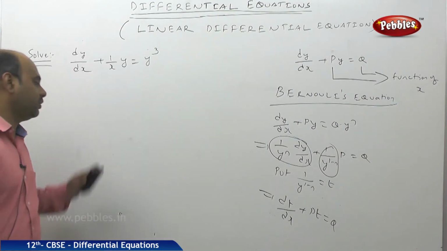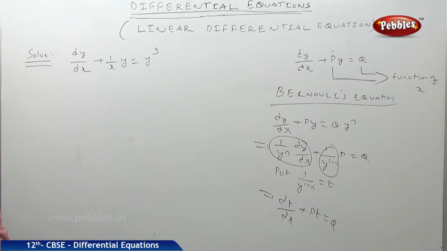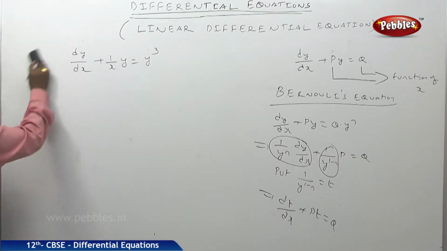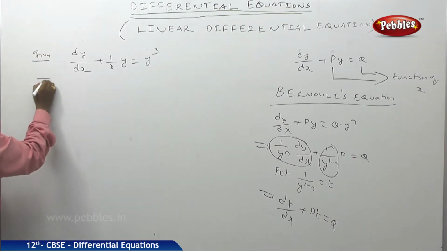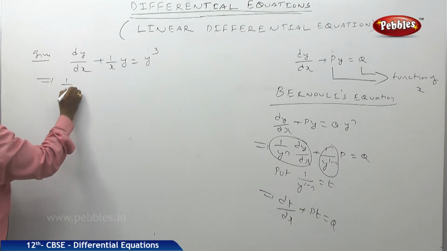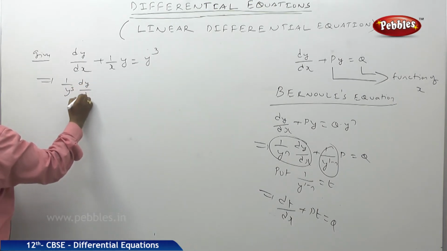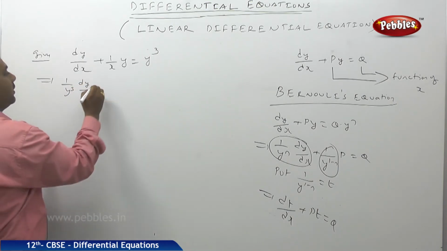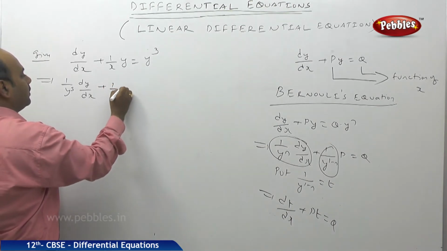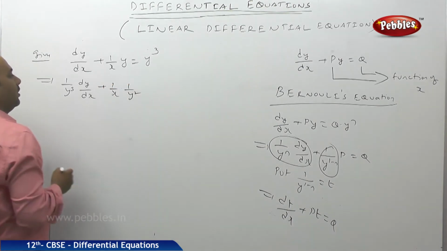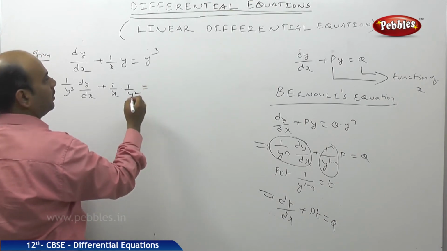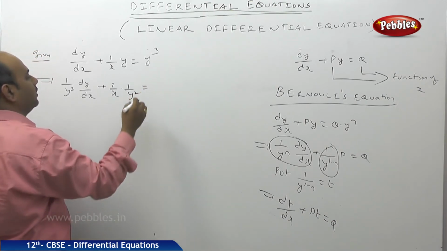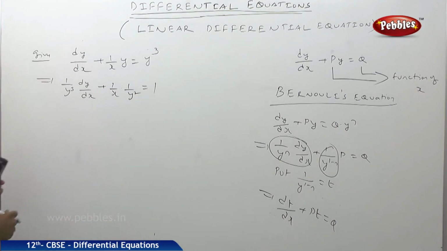Now we shall be solving this problem. So this is given. So what happens? 1 by y cube dy by dx plus 1 by x into 1 by y square is equal to 1. So what I will be doing?